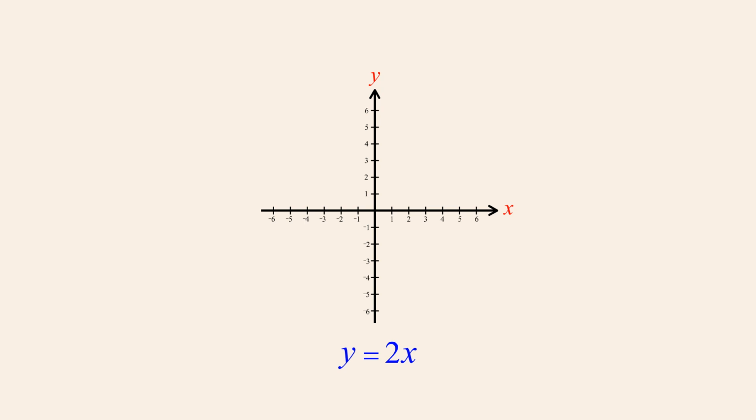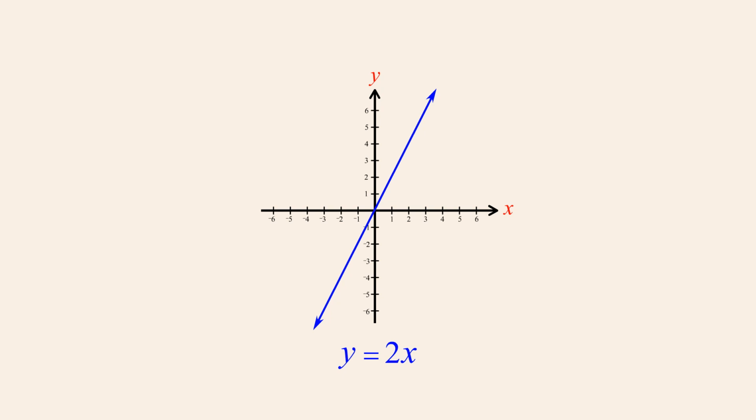This equation states that the y-coordinate of each point in the graph has a value twice that of the x-coordinate. For example, if the x-coordinate of a point is 3, then the y-coordinate of that point must be 6. Or if x is 2, then y will be 4. If we continue to calculate more points for this equation, we will see that these points all fall on a line running through the origin.